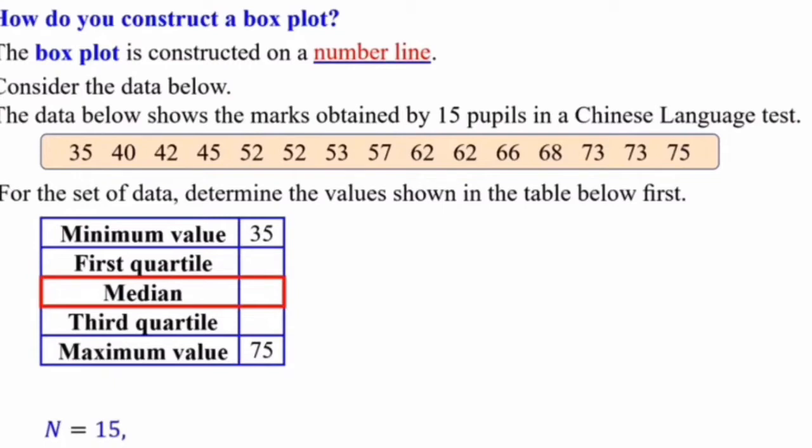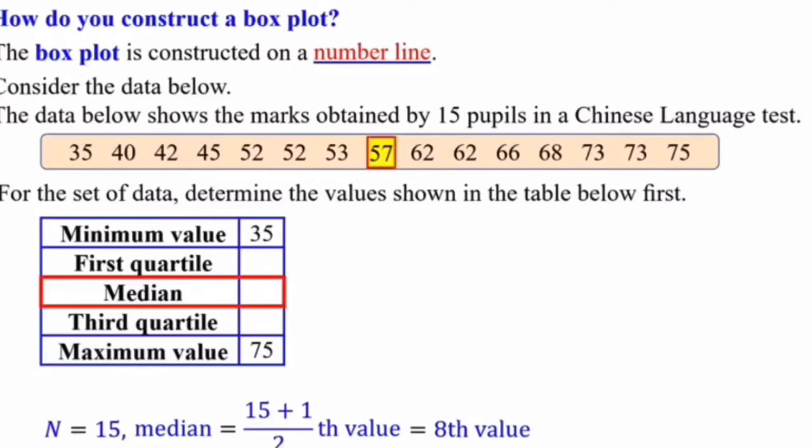From the data, to find the median, you can take n plus 1 over 2. You have 15, so 15 plus 1 divided by 2, that means the 8th data is the median. The data is already arranged in ascending order, so the 8th data is our median. The data at the middle is the median, which is 57.